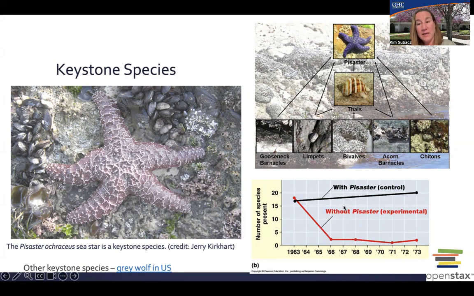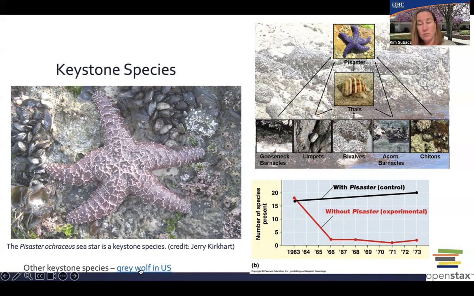But if we took out the sea star, if we remove the sea star, you can see the number of species on the red line plummets. It plummets. So in 3 years, without the sea star as a keystone species, the diversity just tanked. It just tanked. So this is an example of a keystone species is the sea star. At the very bottom, I've got my video about the gray wolf reintroduction into Yellowstone National Park.